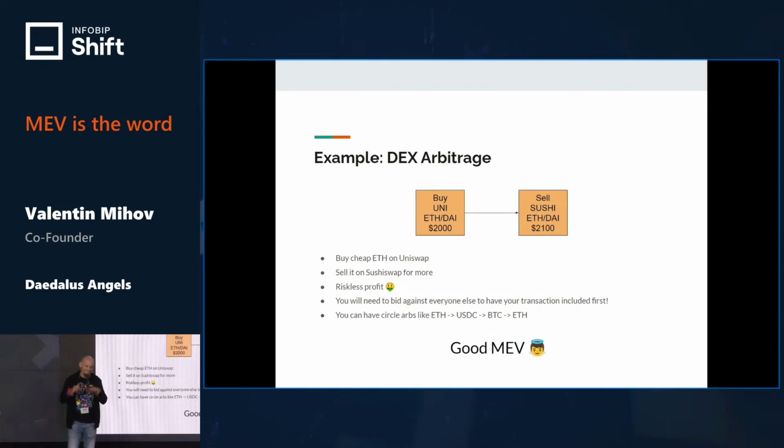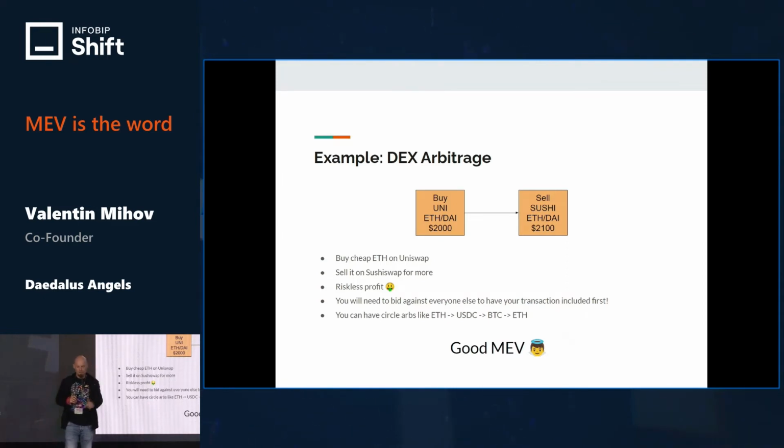The nice thing about DEX arbitrage in this MEV context is that you can do this in one transaction. So you don't carry the risk that you buy something and then can't sell it. You don't have this execution risk. The only risk is that your transaction might fail, in which case you just pay the gas fees.